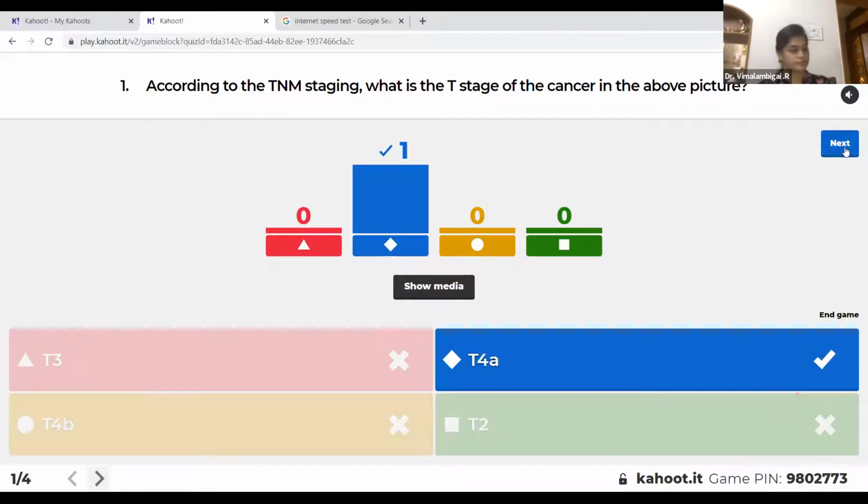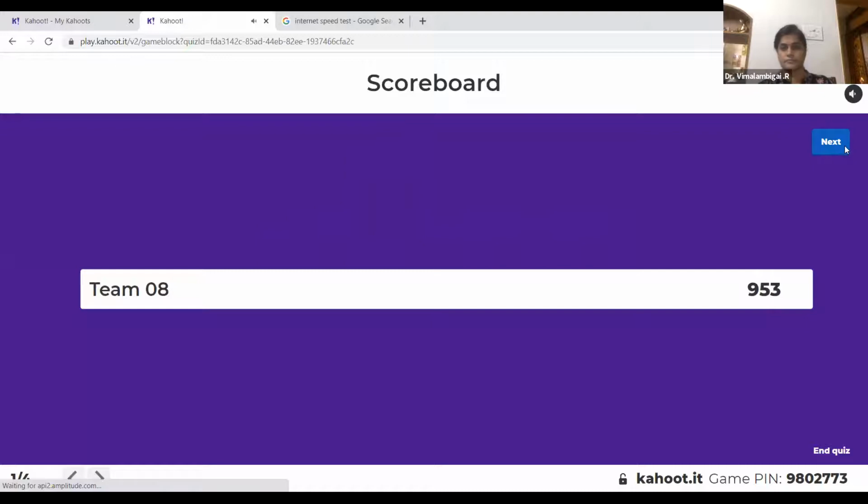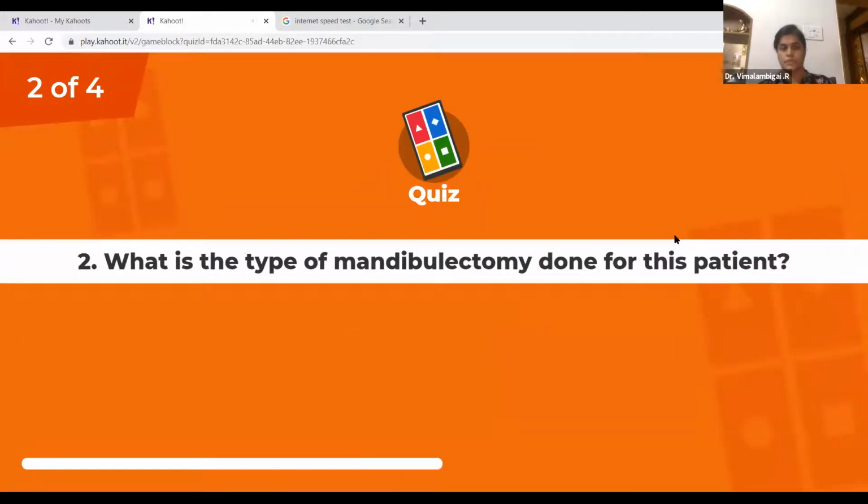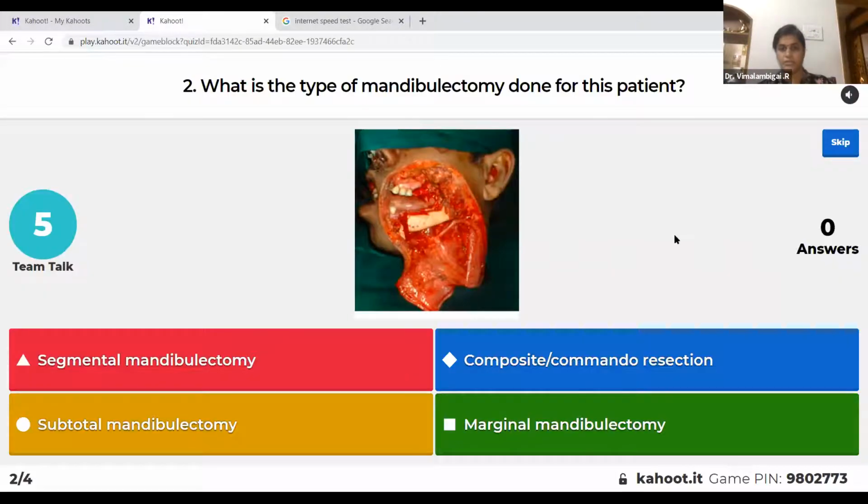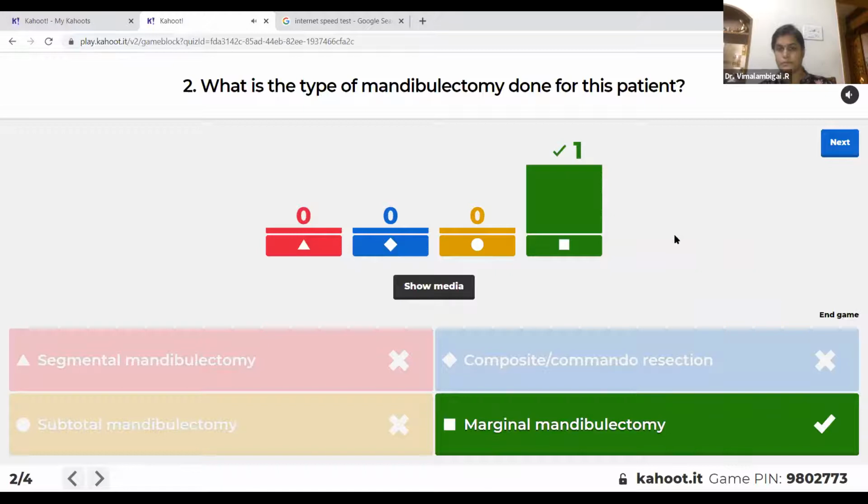Next. Again, it's a picture, the same patient where some surgical procedure has been done. I want to specifically know what has been done for the mandible. So this is after the procedure has been done. Is it a segmental mandibulectomy, total, composite resection, or a marginal mandibulectomy? Yes, it's a marginal mandibulectomy, correct. So basically we have done a wide local excision of the lesion along with a marginal mandibulectomy and a rim resection or an alveolectomy in the maxilla. Okay, next question.